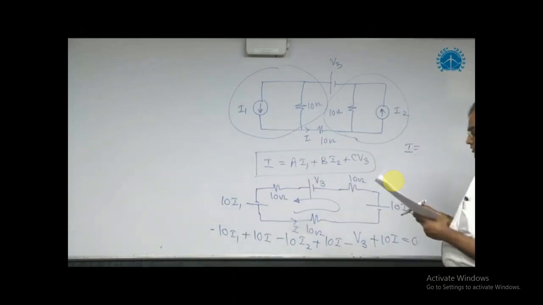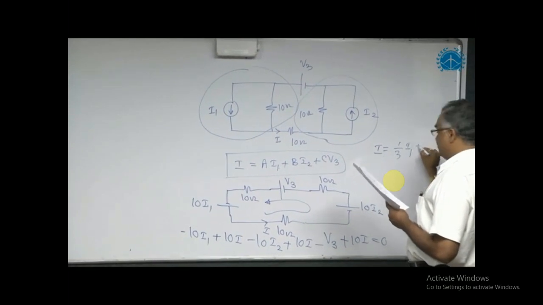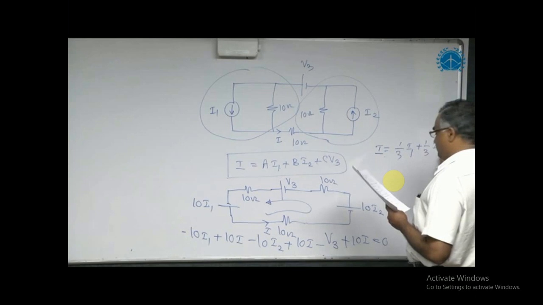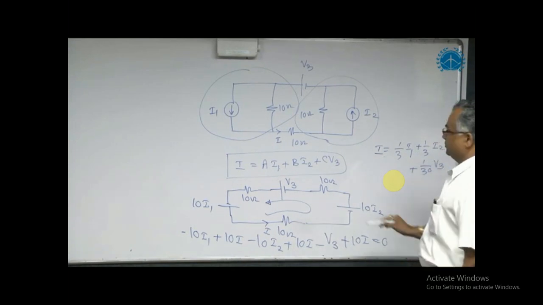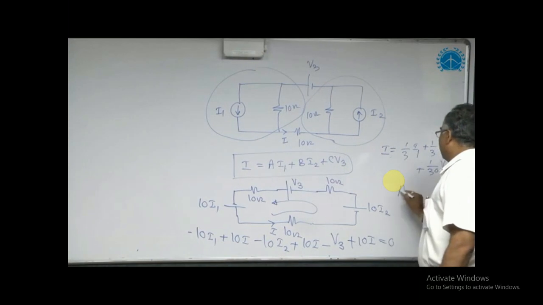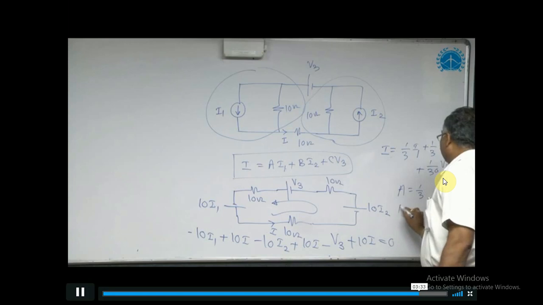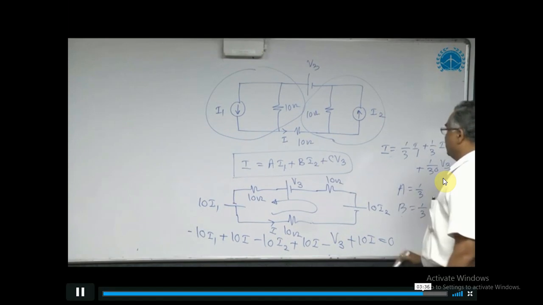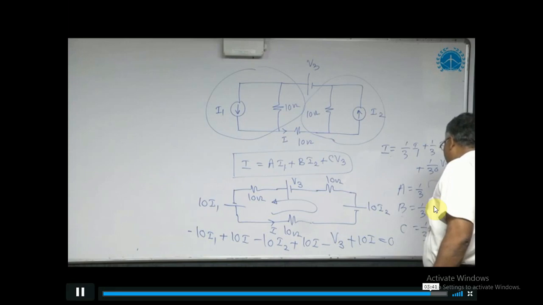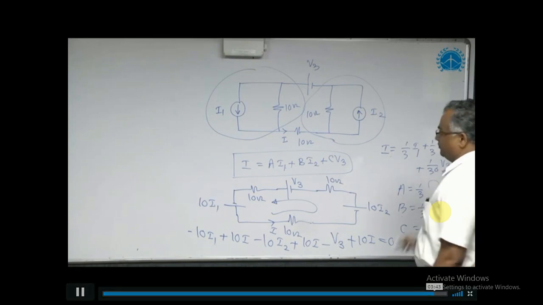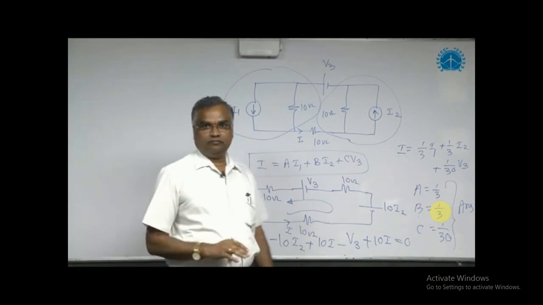Solve for I, it will come 1 by 3 I1 plus 1 by 3 I2 plus 1 by 30 V3. So I1 coefficient A is equal to 1 by 3. I2 coefficient B is equal to 1 by 3. V3 coefficient C is equal to 1 by 30. So this is the answer. You can also solve like this. You can also solve by the previous method. Both are correct.